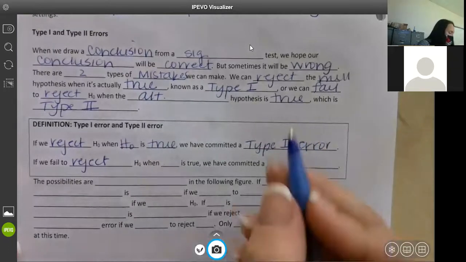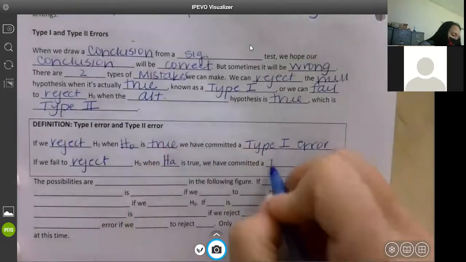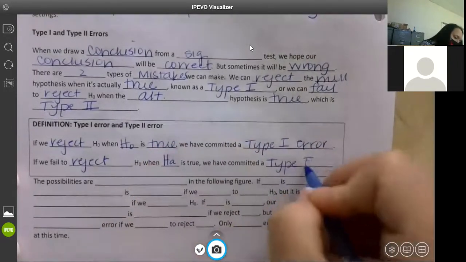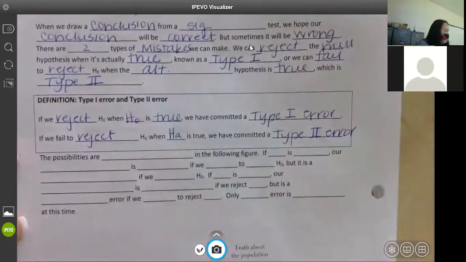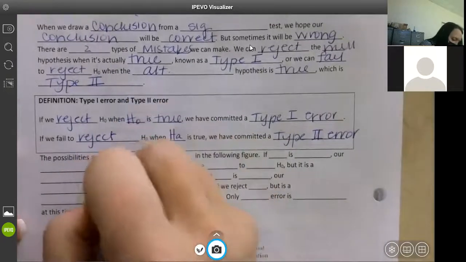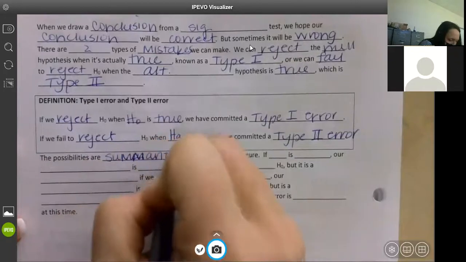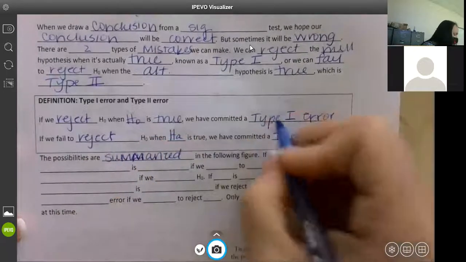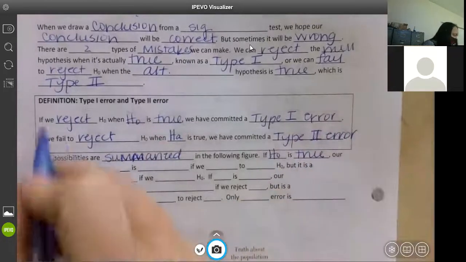All right, if we fail to reject H sub O when H sub A is true, we have committed a type 2 error. The possibilities are summarized in the following figure. If H sub O is true, our conclusion is correct.